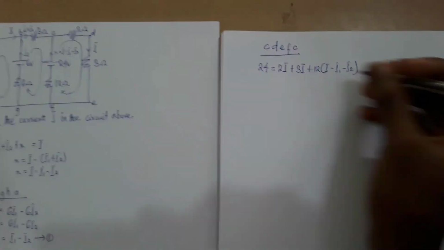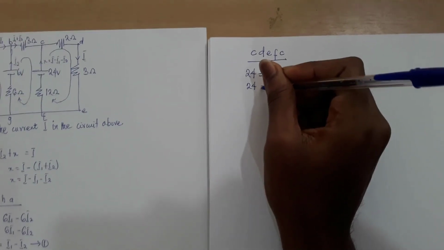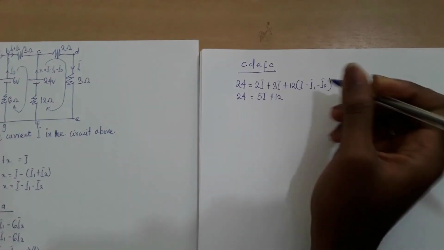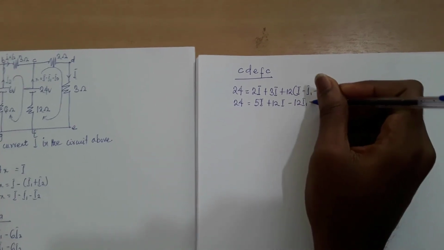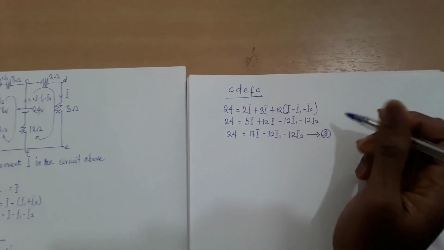So let's expand and then simplify this equation. 24 gives us 5I plus 12I minus 12I1 minus 12I2. We can further simplify. This is our third equation.